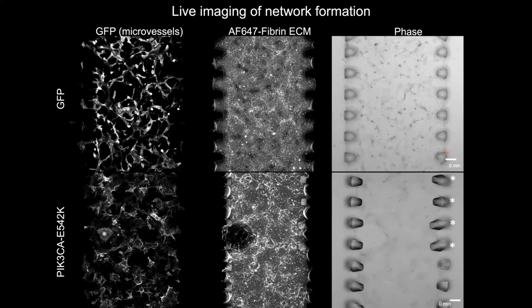Important to us in the mechanobiology community, we also saw a really, really interesting phenotype, somewhat by accident.